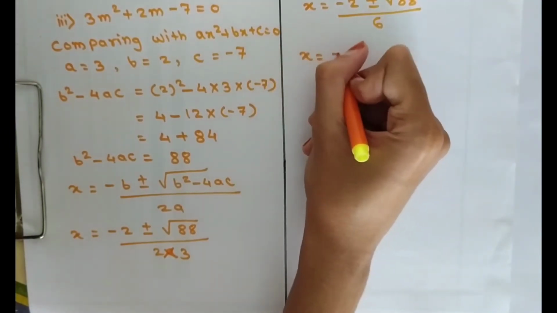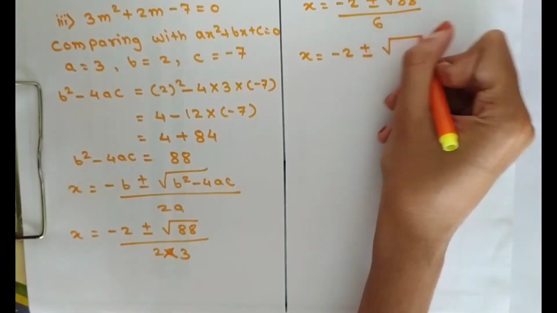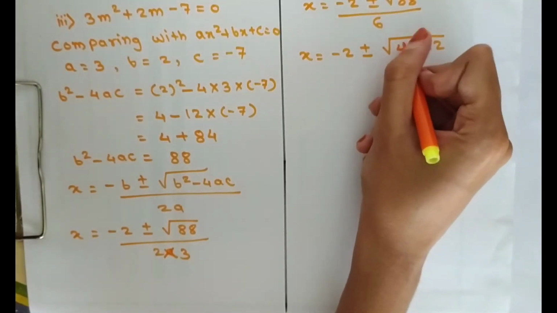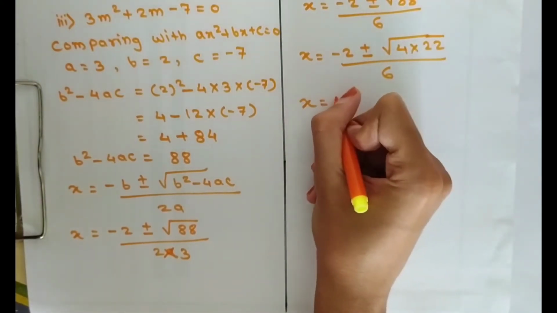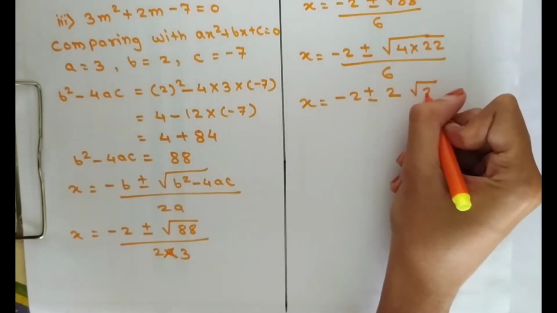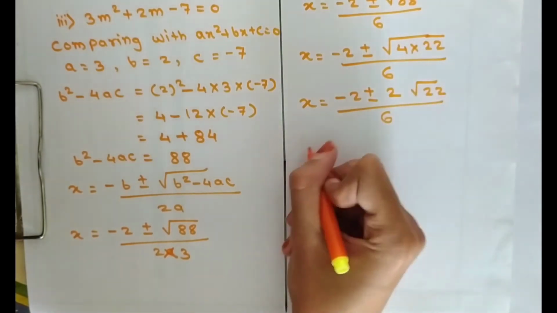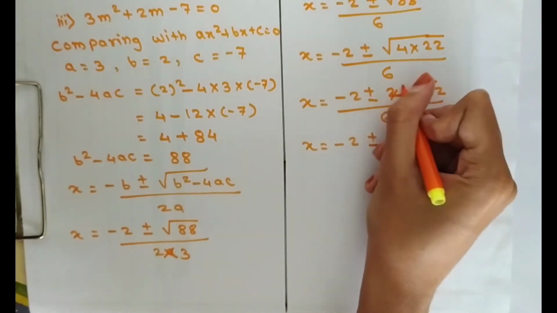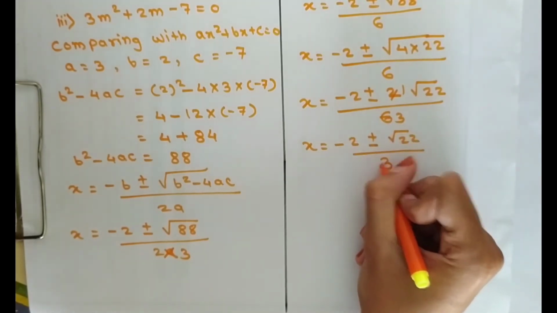So x is equal to minus 2 plus or minus root 88. We can write it like this also, na? 4 multiplied by 22. Okay. Now root 4 we write as 2, na? So minus 2 plus or minus root 4 is 2 root 22 upon 6. Now x is equal to minus 2 plus or minus 2. 2 1s are 2, 2 3s are 6. So root 22 upon 3.